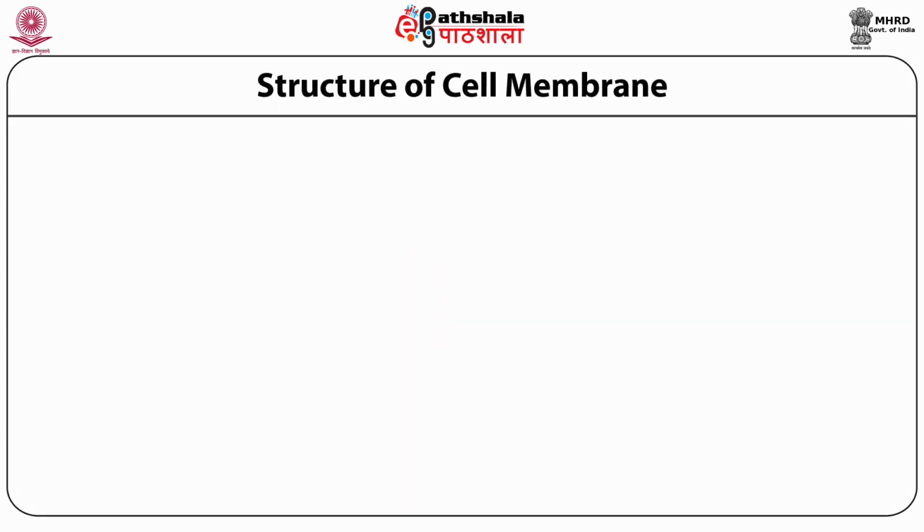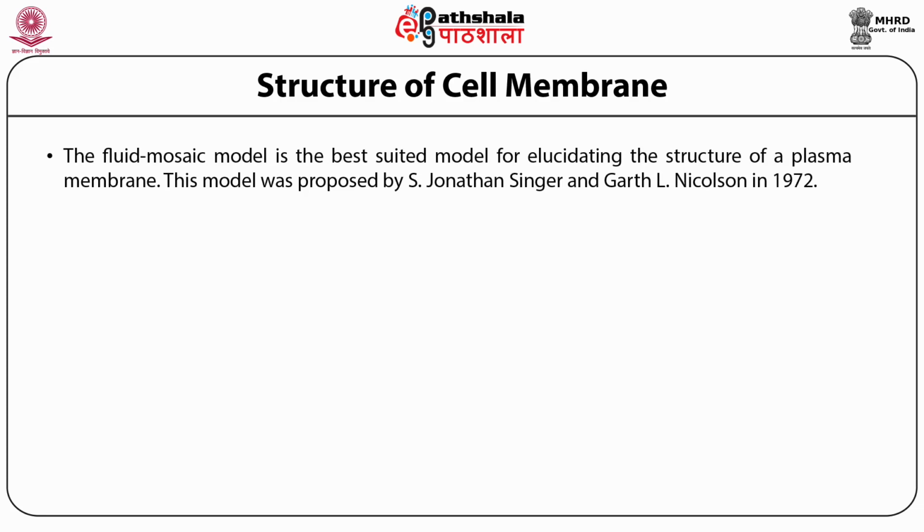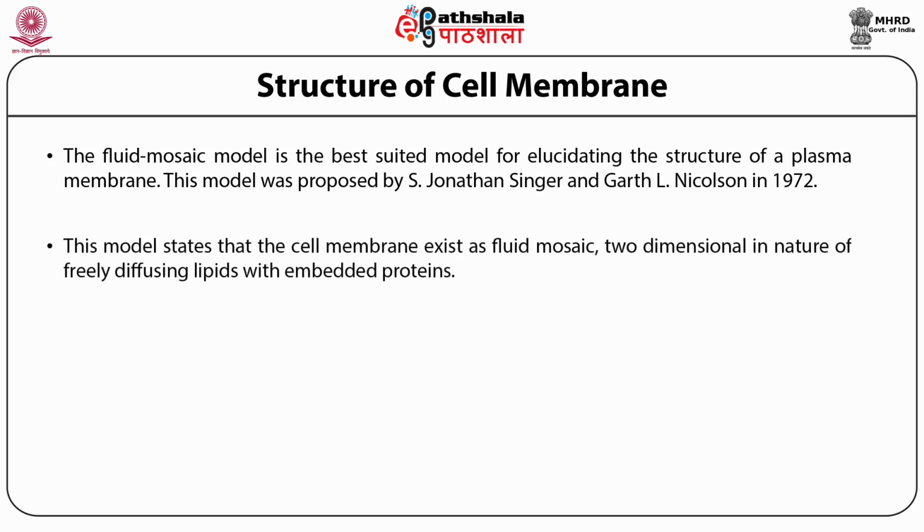Now, coming to the structure of the cell membrane. For the structure of the cell membrane, the fluid mosaic model is the best suited model, which elucidates the structure of a plasma membrane. This model was proposed by S. J. Singer and G. L. Nicholson in 1972. This model states that the cell membrane exists as a fluid mosaic, two-dimensional in nature, of freely diffusing lipids with embedded proteins.